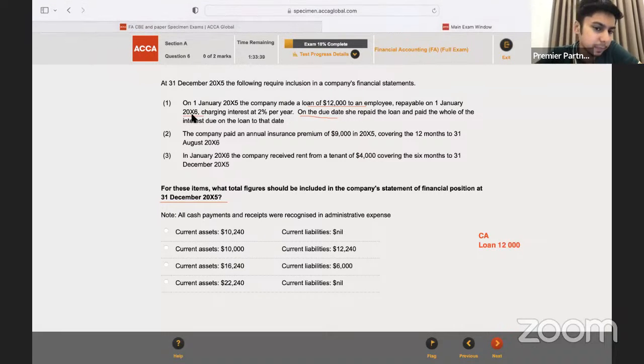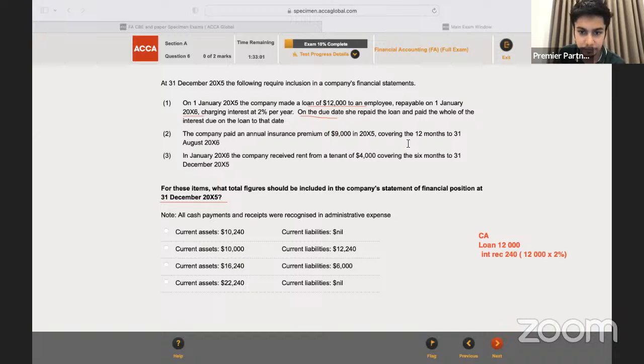In 2006, she paid the money. But in December 2005, has she paid? No. Then that interest will become interest receivable. That is also a current asset, guys, over here. Interest receivable 240. How 240? 12,000 into 2%, right? Can you check and see, do you have any doubts on the question, what I have done so far? First paragraph, if you're having a doubt on the two numbers, please ask me. Right, now, guys, let me move to the second one. Now, second one, they are telling the company paid annual insurance covering 12 months until 31st of August.